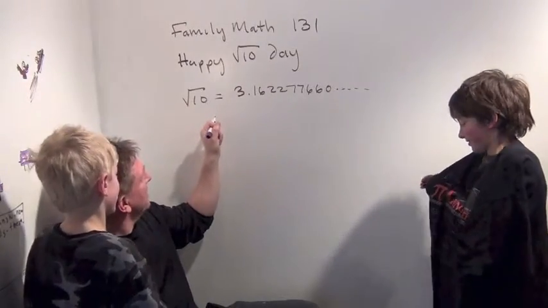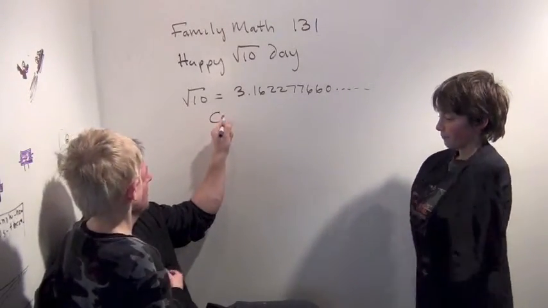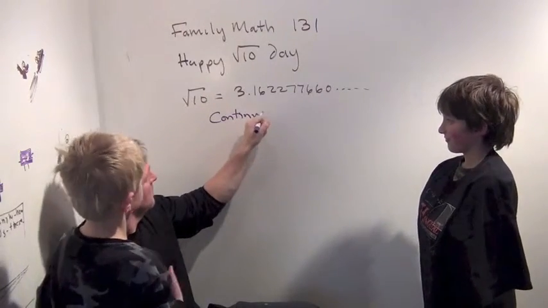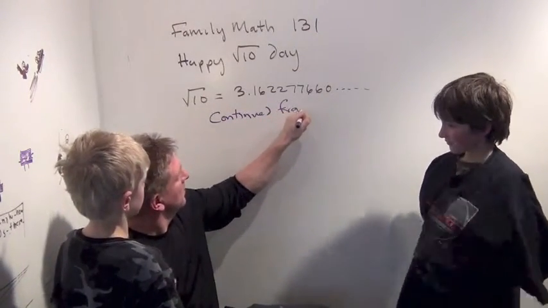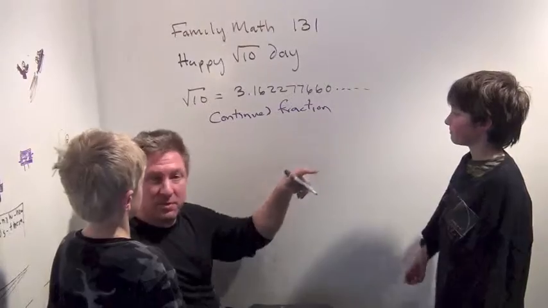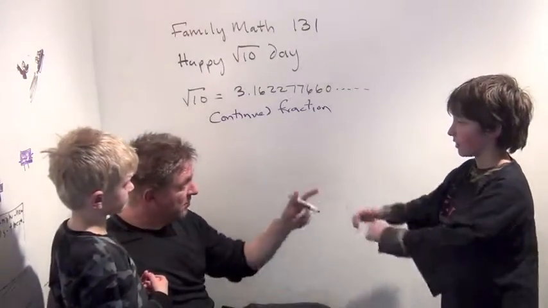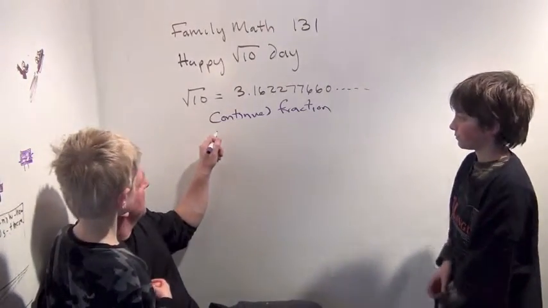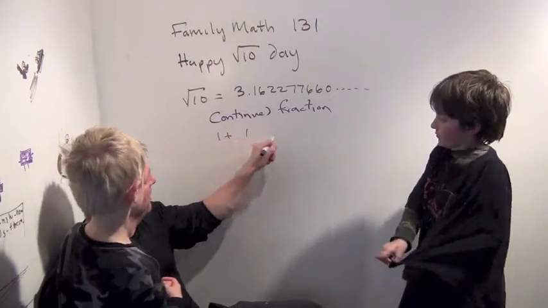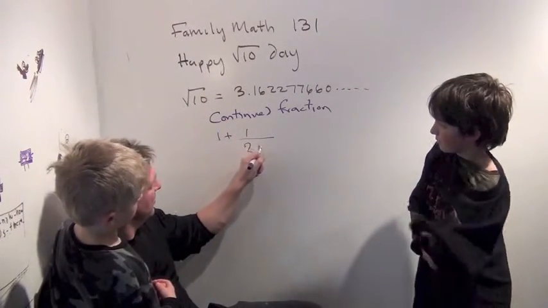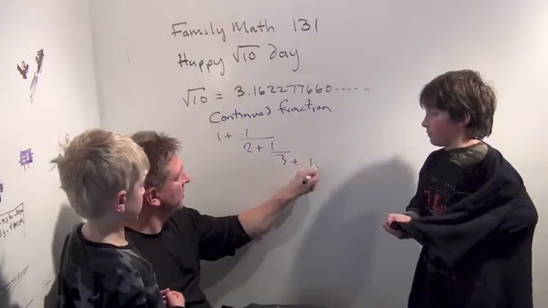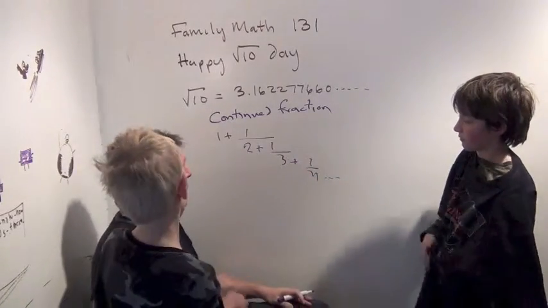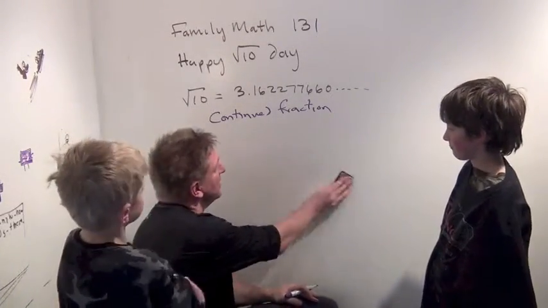Okay, so now we're going to do something called a continued fraction. Now, I've talked about continued fractions with both of you, right? You remember? Okay, that's going to be a fraction that's going to be something like 1 plus 1 over something, 2 plus 1 over 3 plus 1 over 4.